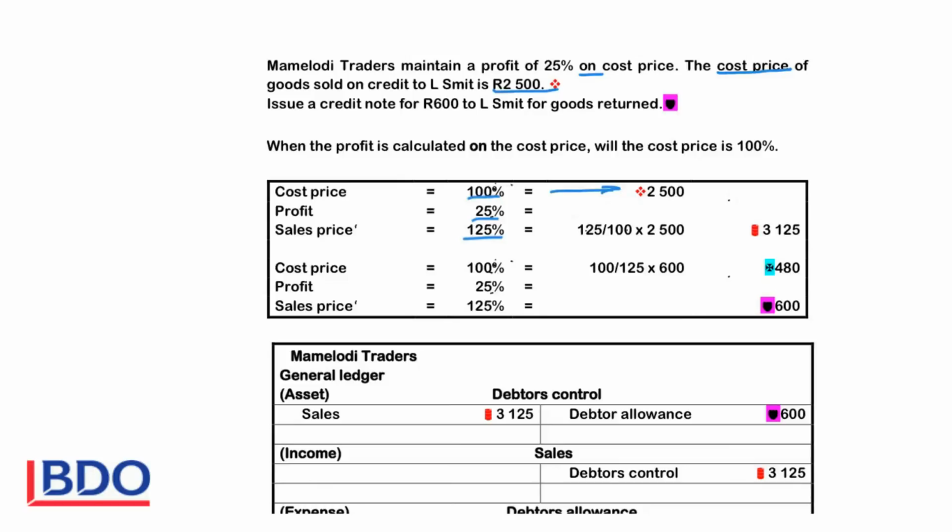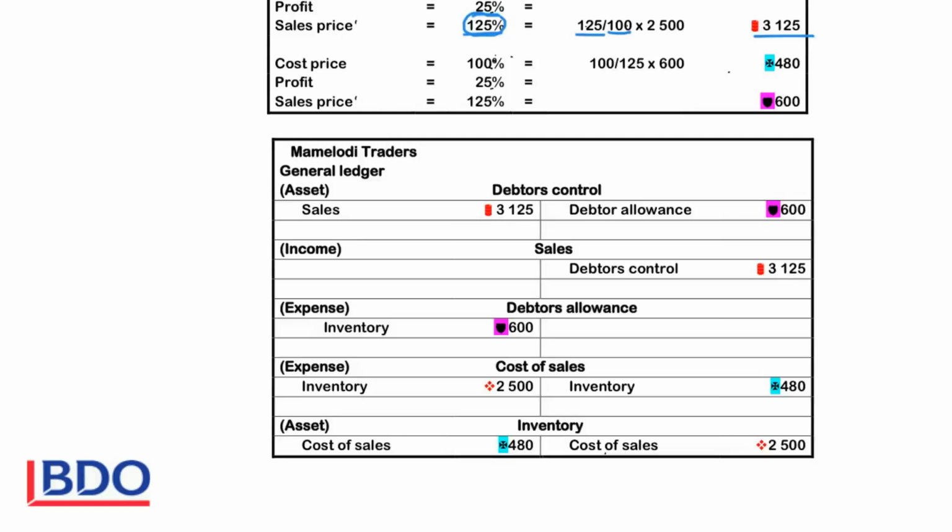If we want to calculate the sales price, we will multiply with the one that we want to calculate, divide by the percentage that we know, times the amount, and that will give us the sales price as 3,125. The debtors is an asset. Asset increases on the debit side and decreases on the credit side. The debtors will increase with the sales price because they owe us the sales price of the goods, and we will indicate that the sales account will be credited to complete the double entry.